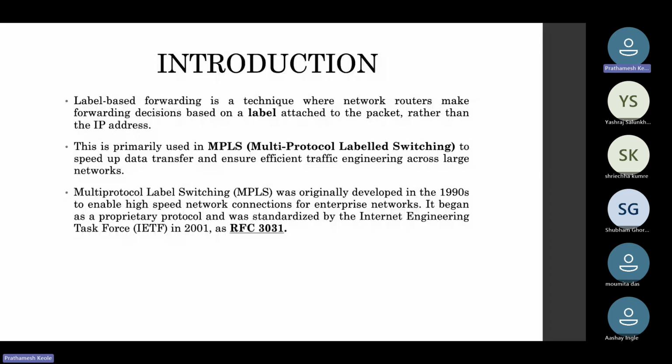Multi-protocol label switching was originally developed in the 1990s to enable high-speed network connections for enterprise networks. It began as a proprietary protocol and was standardized by the Internet Engineering Task Force in 2001 as RFC 3031.